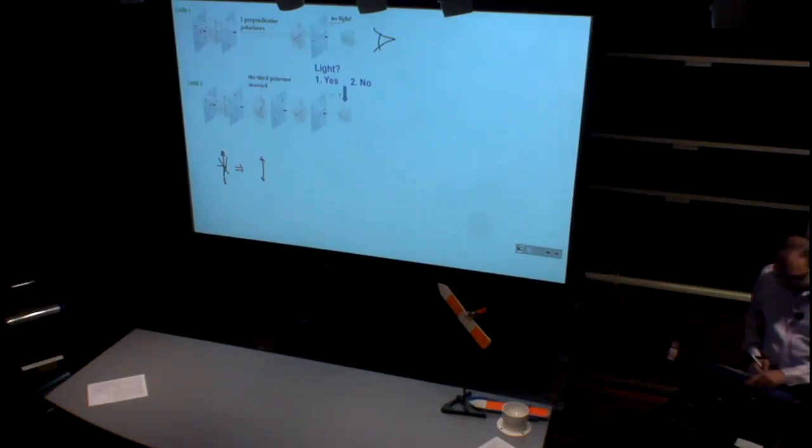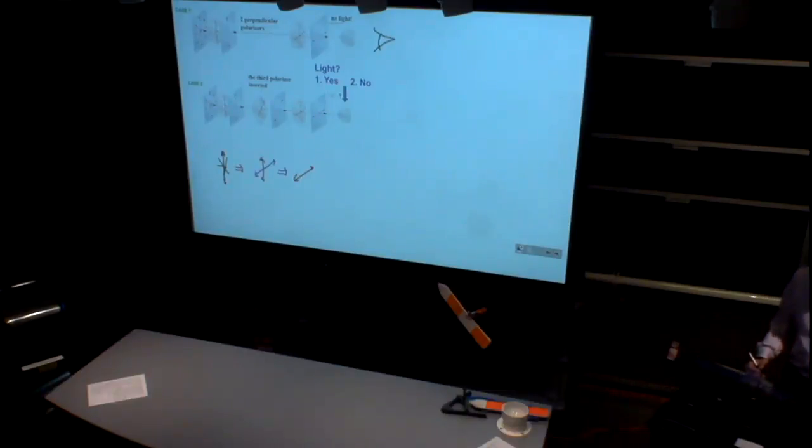What do I do now? What do I see now? Now I'm adding a middle polarizer with the transmission axis at a certain angle. What does it give me? It gives me light now polarized in the direction of the transmission axis of that polarizer. What do I do now? Now I'm adding the polarizer with transmission axis perpendicular to the initial one, like this.